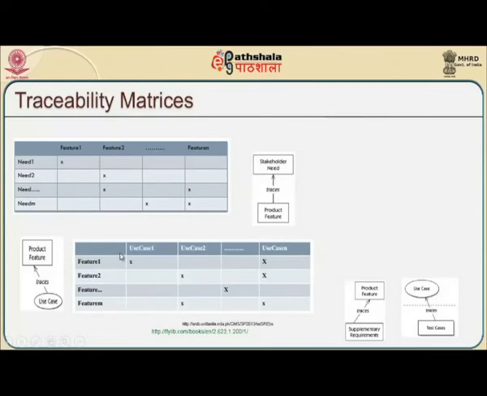So need 1 is for feature 1, need 2, need 3 are for feature 2. So what I exactly do here is, stakeholders needs are clearly mentioned, product feature is being given. So I trace from the product feature what the stakeholders needs are. So this is backward compatible. And I have listed out different features. For that I have given use cases, and use cases trace the product features.